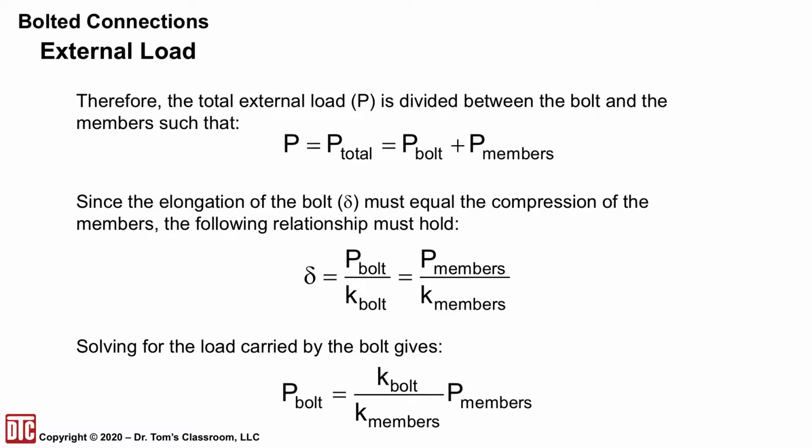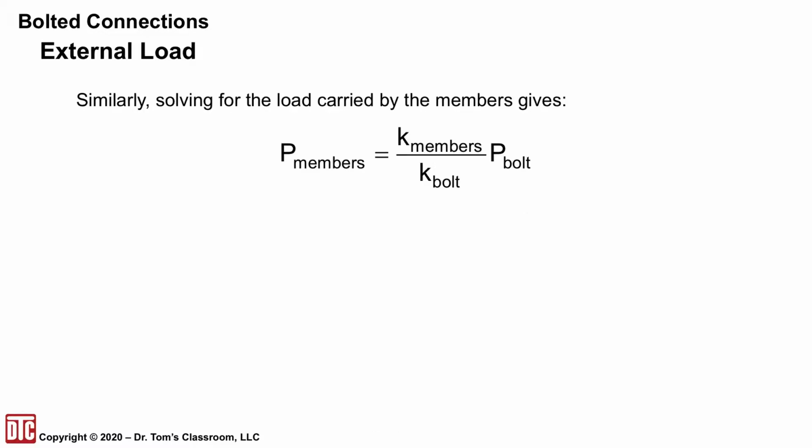So we solve for the load carried by the bolt. The P bolt is K bolt over K members times P members. Or you can rearrange and get P members as K members over K bolt times P bolt. So you get either way.